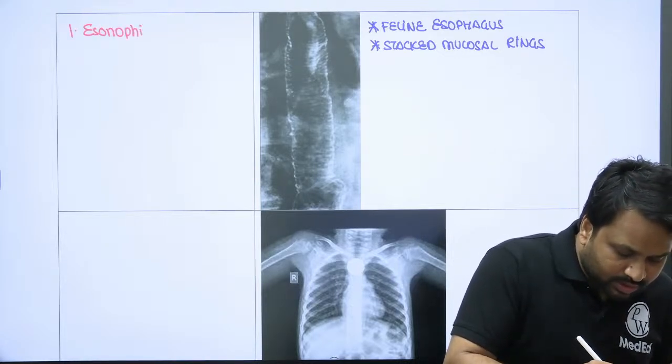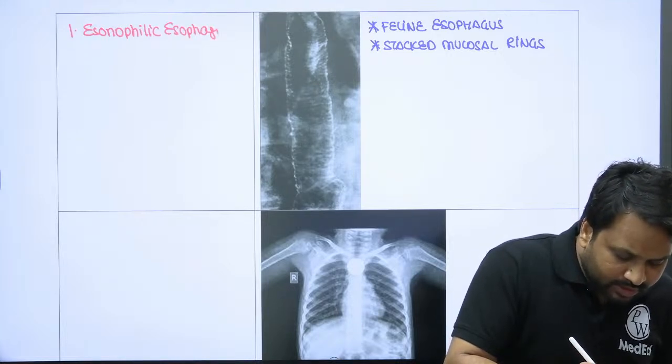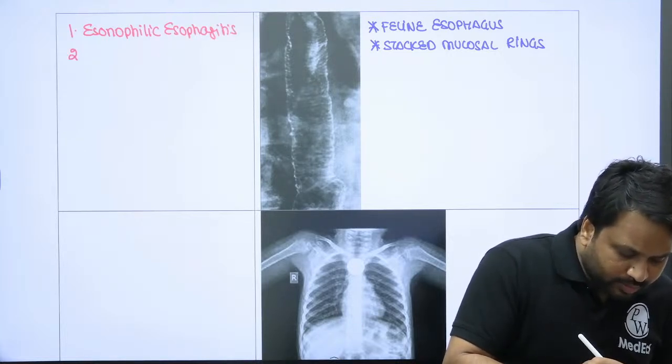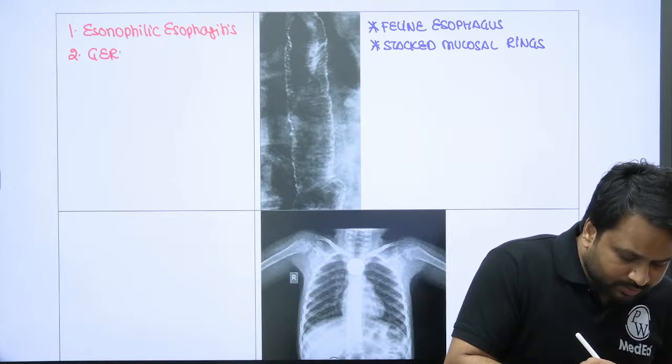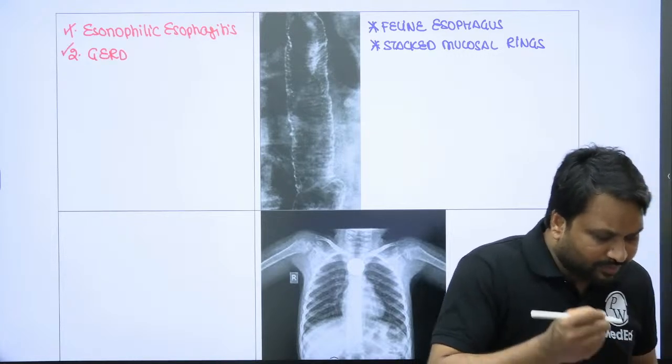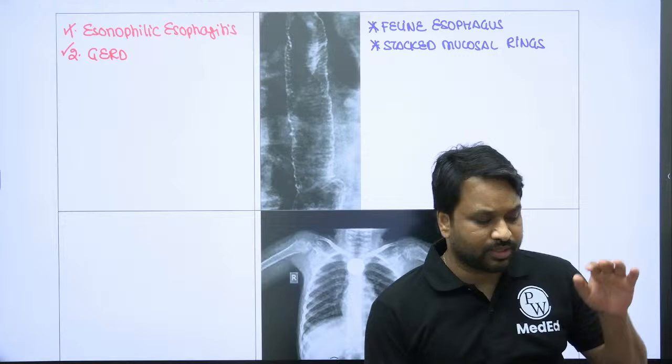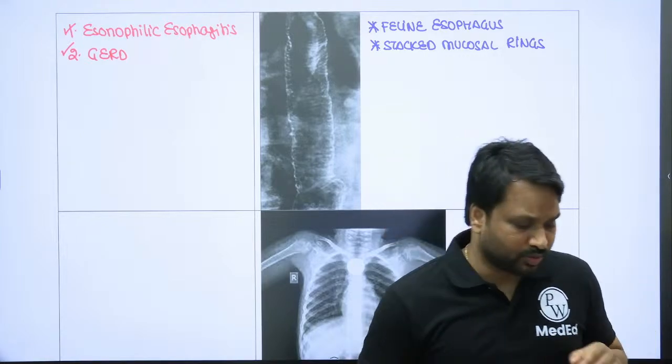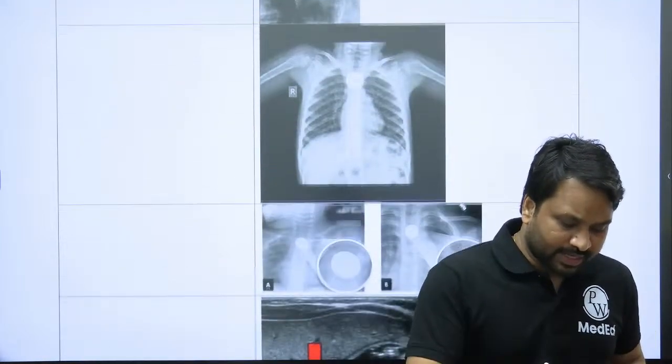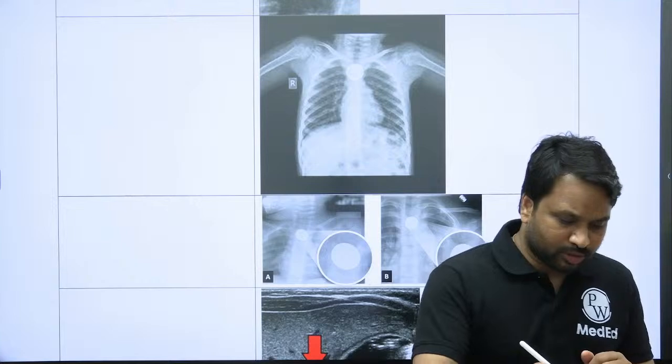This is seen in eosinophilic esophagitis, and it can also be associated with GERD. So two conditions where you have a feline esophagus. Number one is eosinophilic esophagitis, another one is GERD. Now the second one is going to be foreign body that is going to be present.